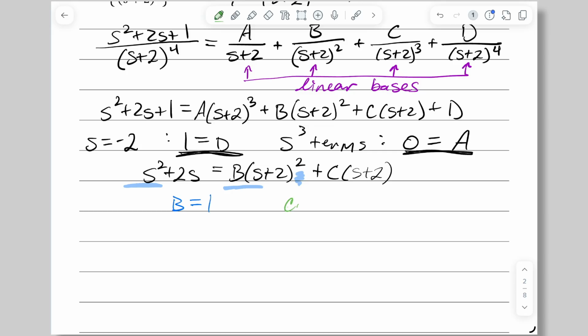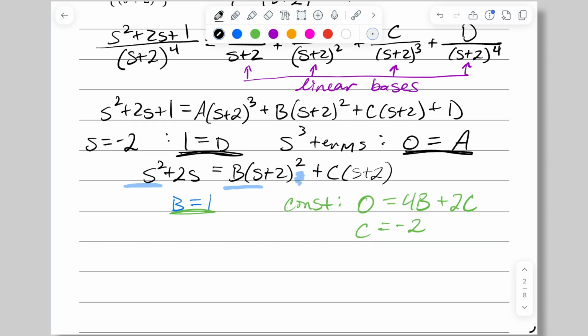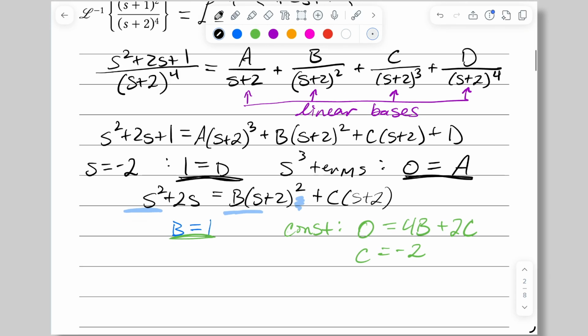Now I'm going to look at the constant terms. On the left, the constant term is 0. All we have is s squared plus 2s. On the right, if we were to expand s plus 2 the quantity squared, multiply it by b, we would have 4b, and then distributing c into s plus 2 would give me 2c. Since we know that b is 1, that gives us that c is negative 2. This isn't really a general approach, but I'm just showing you how you can identify how to find our constants.